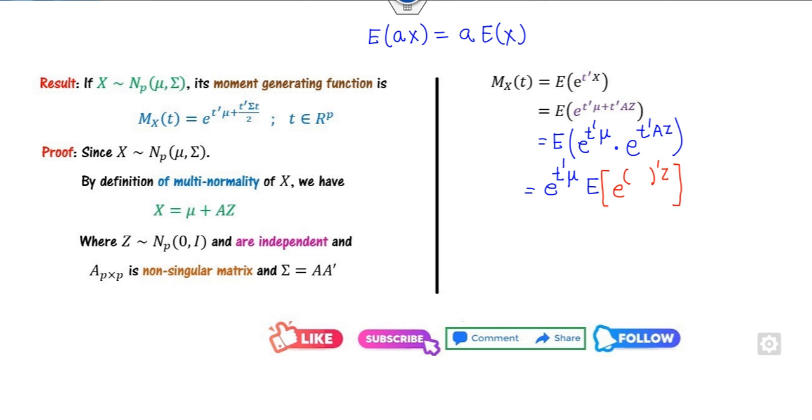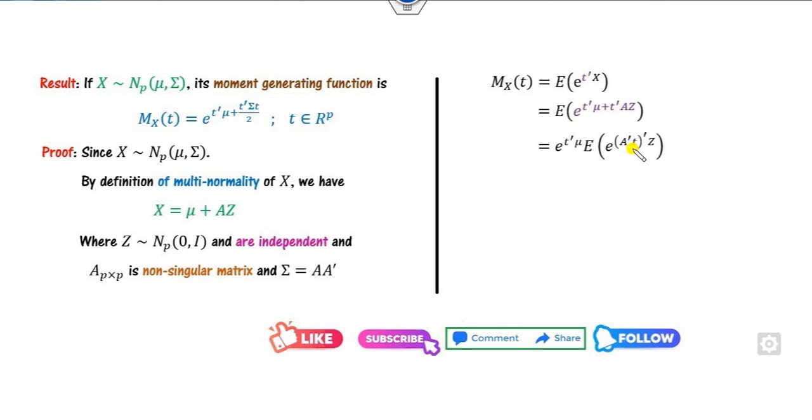Can you write this by using the property? What is (AB) transpose? B transpose A transpose. So can I write this quantity as A transpose into T? Now this is written in this manner. If you look at this result, what does it mean? It is e raised to the power this, which is again the moment generating function of the parameter Z.